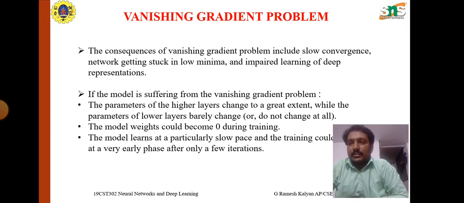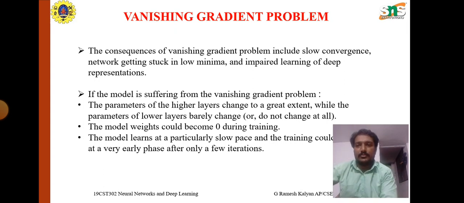The next condition is that the model weights could become zero during training. So the second condition is the weights of the model could become zero during the training process. The third condition is that the model learns at a particularly slow pace, and the training could be at a very early phase after only a few iterations.